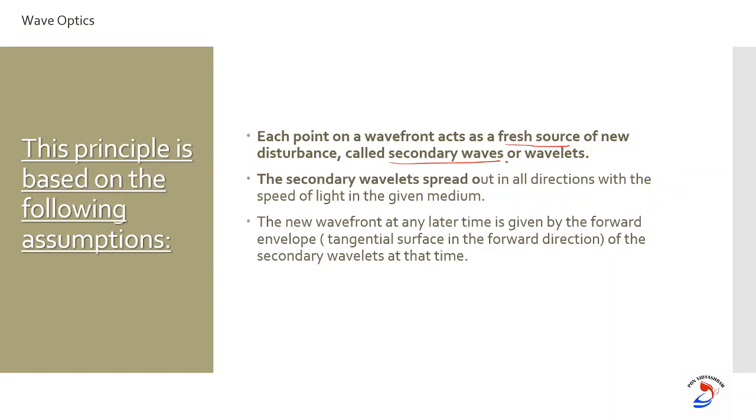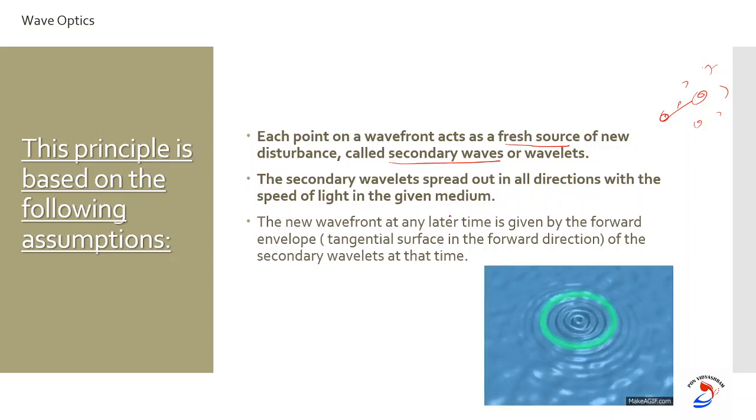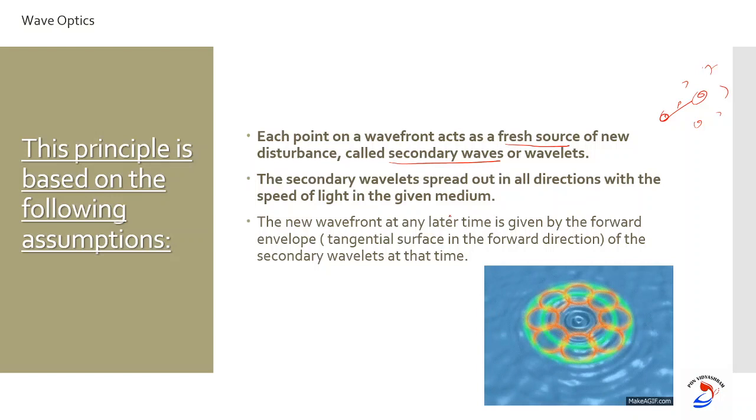Also, the secondary waves spread out in all the directions with the speed of light in the given medium. That means if one person is affected, he can affect everybody around him, right? In all directions. The secondary wavelets spread out in all directions with the speed of light in the given medium. Like this, see, it can spread out in all directions.